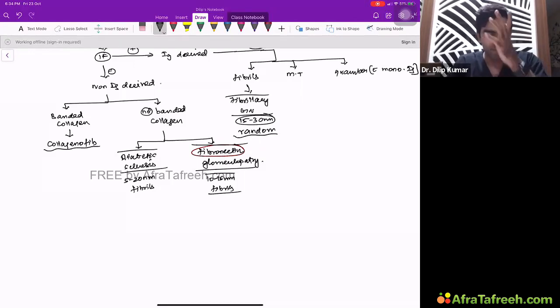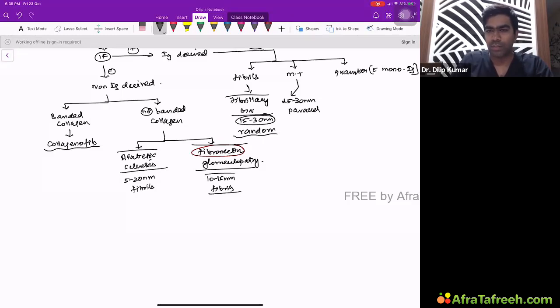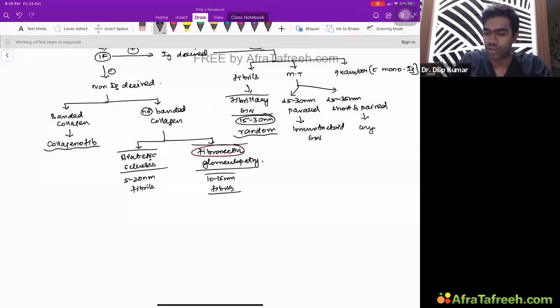So 15 to 30 nanometer random fibrils will be typically fibrillary glomerulonephritis. And apart from that, you have some microtubules also. Microtubules are of two types. Suppose if it's 25 to 30 nanometer parallel fibers, then you can talk about immunotactoid, which is very important. Immunotactoid glomerulonephritis. Or if it is arranged in the form of 25 to 35 nanometer, but short and paired type of microtubules, usually that goes towards cryoglobulinemia.